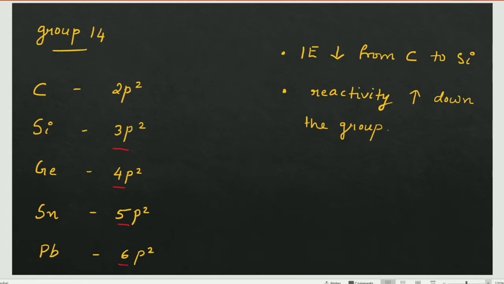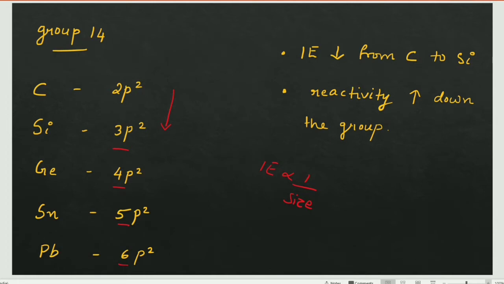Now moving on to the ionization energy. The ionization energy decreases from carbon to silicon. And I already said ionization energy is proportional to 1 by size. So smaller the size, greater the ionization energy. Down the group size increases. So what happens? Size is bigger, so ionization energy will be lower. Here it is said that from carbon to silicon the ionization energy decreases.